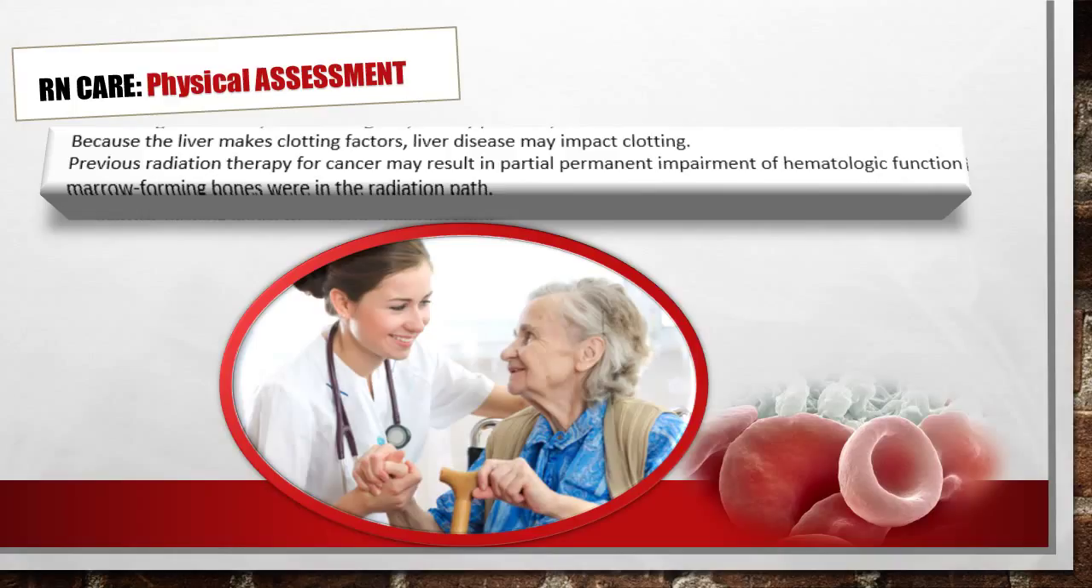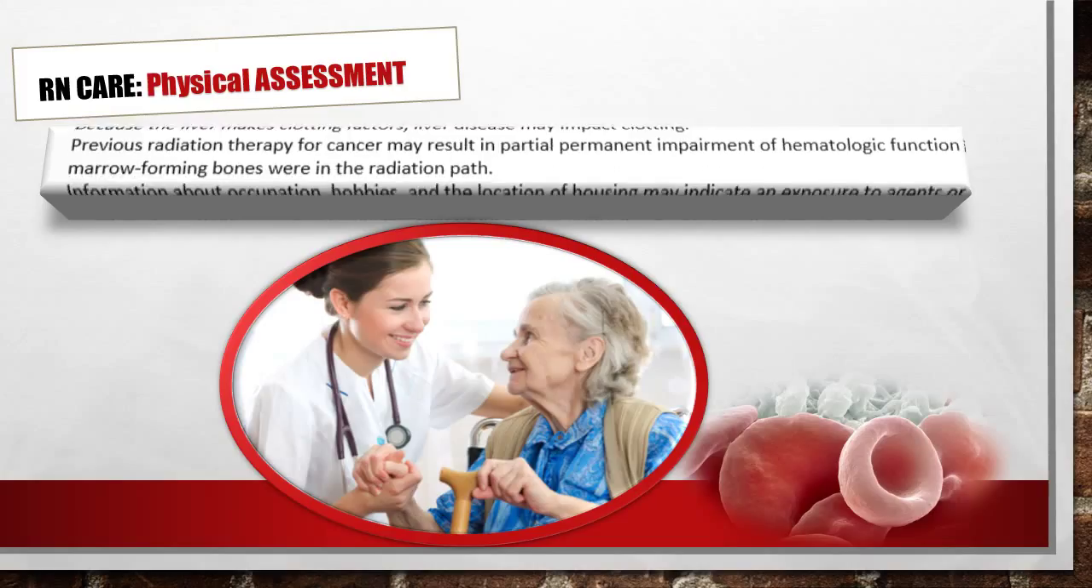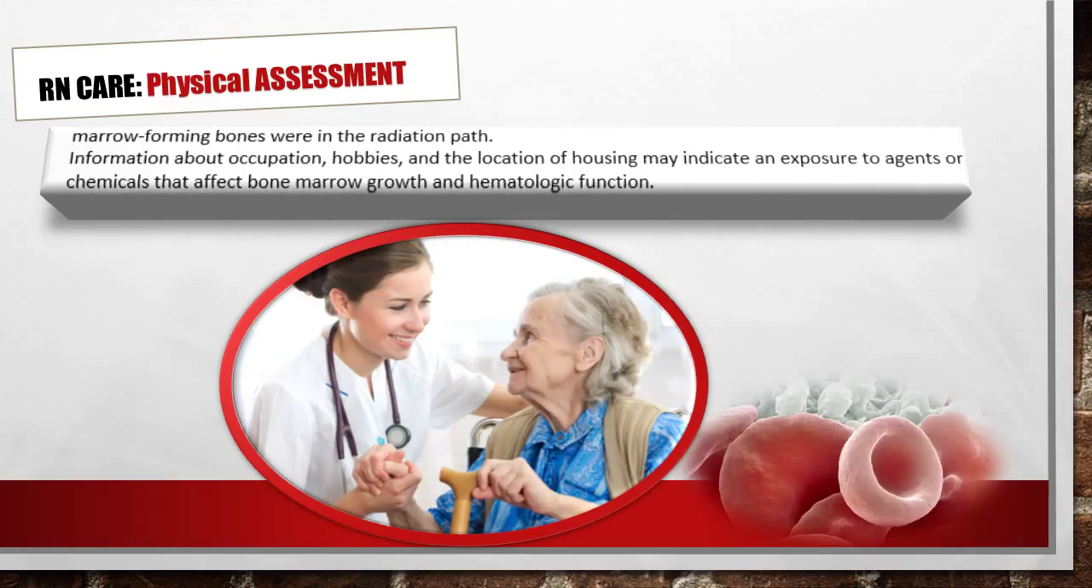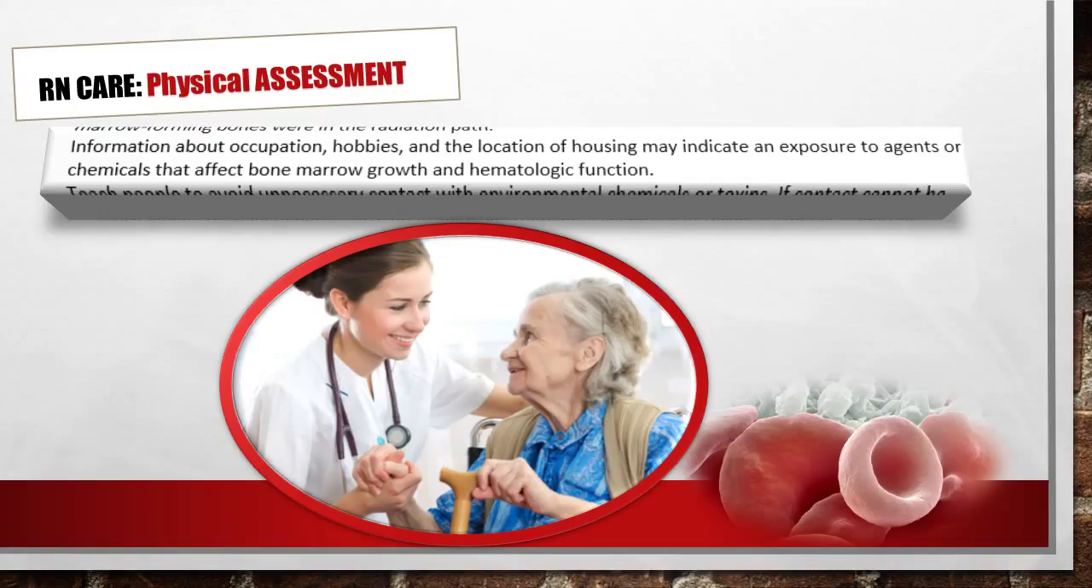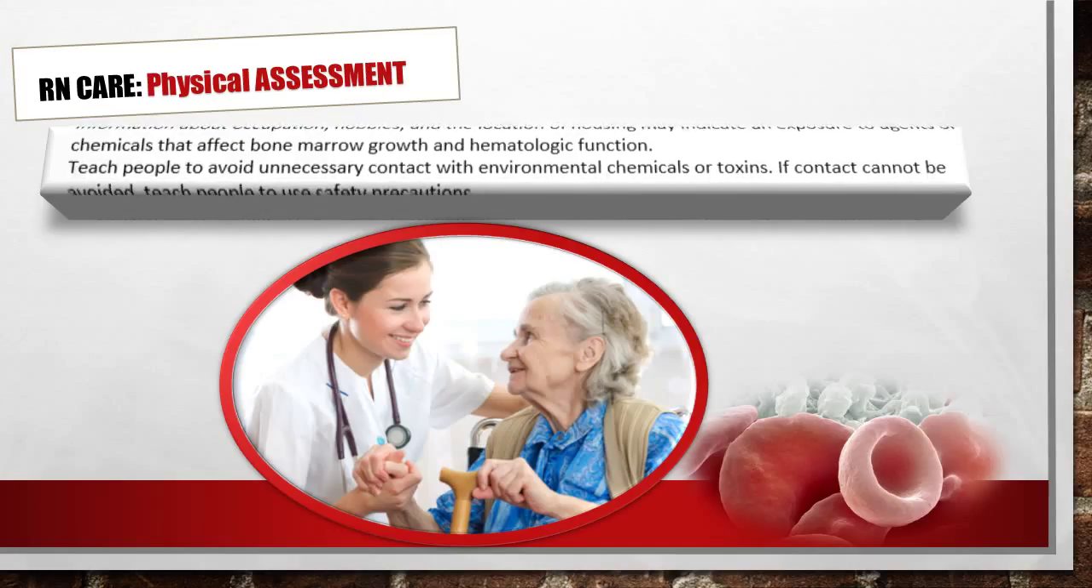Previous radiation therapy for cancer patients may result in temporary or permanent impairment to the hematologic function in marrow-forming bones or in the radiation path. It's important to remember that. Information about occupation, hobbies, and location of housing may indicate an exposure to agents and chemicals that affect bone marrow growth and hematologic function.